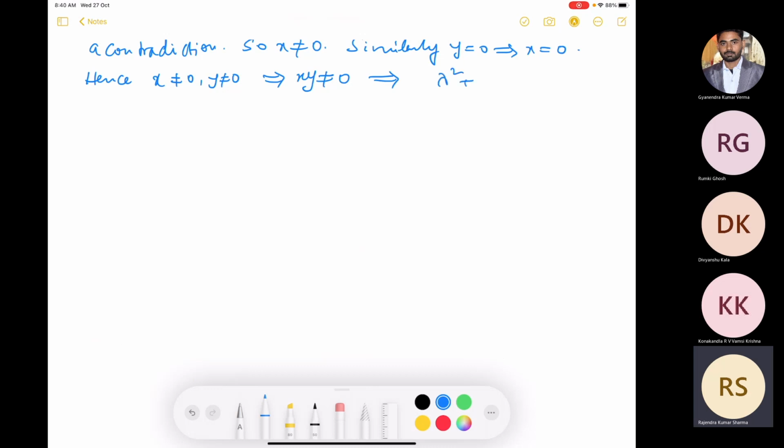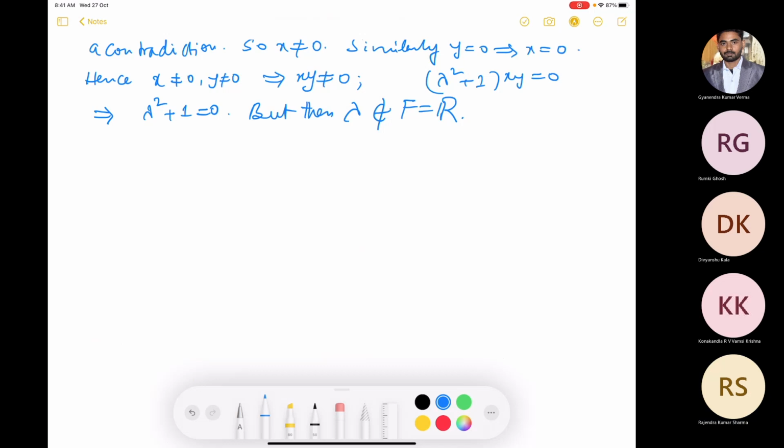That forces lambda square plus 1 times xy to be 0. So that will make lambda square plus 1 is 0. But then lambda does not belong to F. F is here R. So there are linear transformations or matrices whose characteristic roots are not in F. No characteristic root is in F.